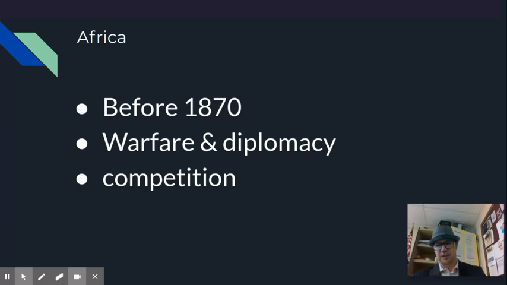And, for the most part, the Europeans are going to use both warfare and diplomacy. They'll use diplomacy where they can. And when they don't get what they want through diplomacy, well, then they're going to use warfare to take what they want until essentially all of Africa outside of Liberia, the American colony, and Ethiopia are under the influence of Europe. Those are the only two African places that will be able to stave off colonization by Europeans. Of course, this leads to intense competition.